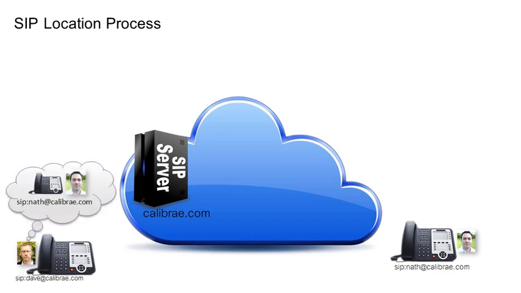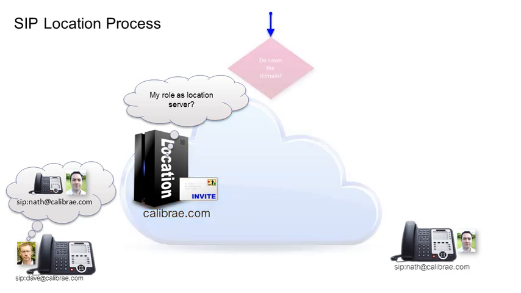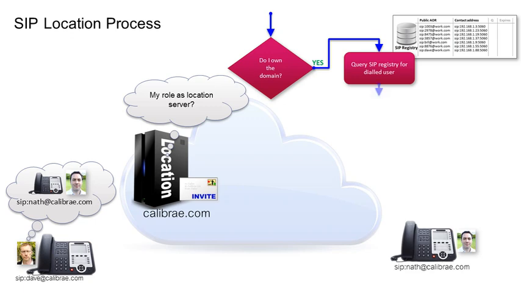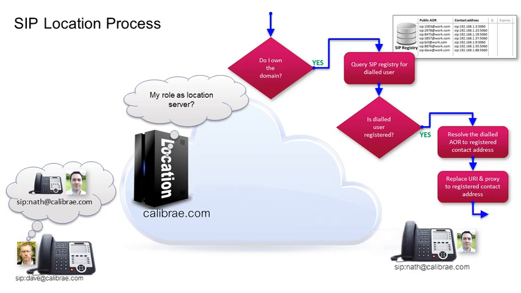Dave here wants to call Nath, so dials his public address of record, sipnath@calibre.com. Receiving an invite to an address of record, the server acts in location mode to locate the downstream routing address. First it asks, do I own the domain in the dialed address of record? If yes, then it queries the registry to see if the dialed user is actually registered. If he is, the server resolves the address of record to the registered contact address, replaces the address of record in the request URI with the resolved contact address, and proxies the request on downstream to the newly updated request URI.